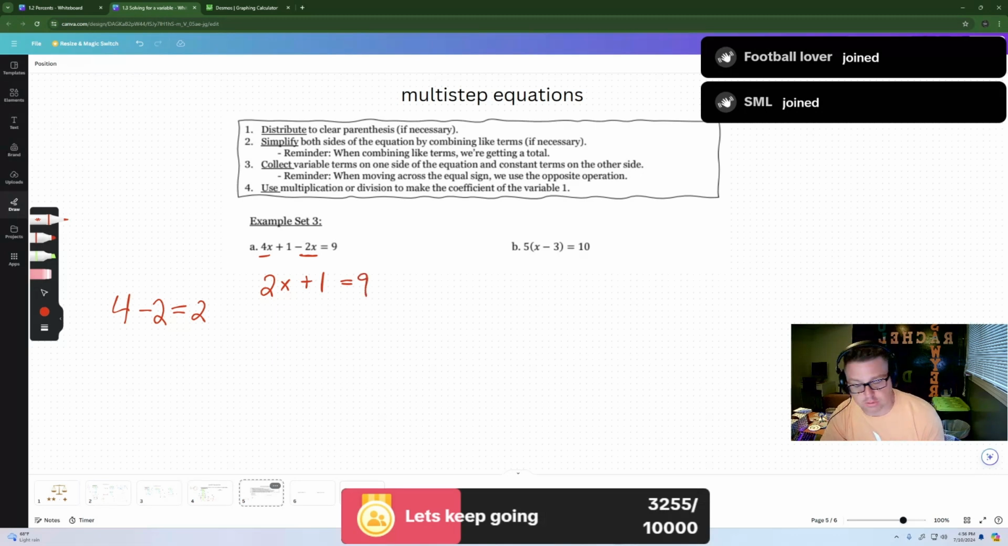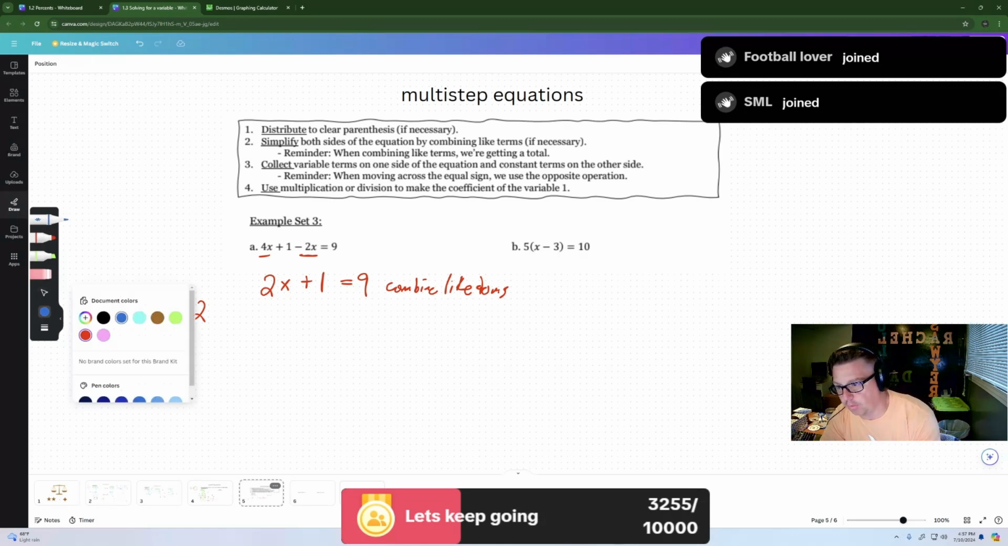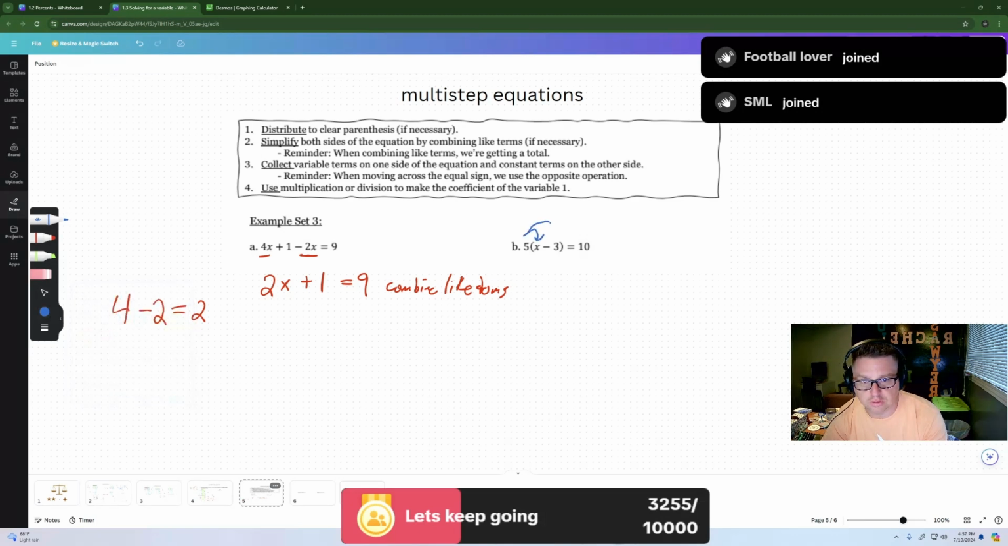Now it's set up just like we have been. So the first thing we're going to do is this and say combine like terms. Now you can underline, draw your line, solve it out. For this type of problem, for the next one, we need to distribute.